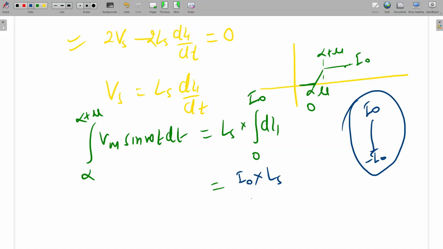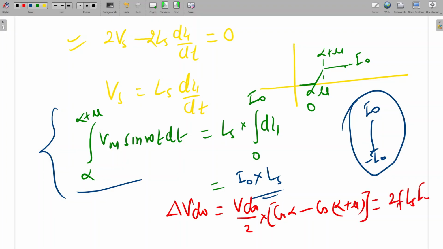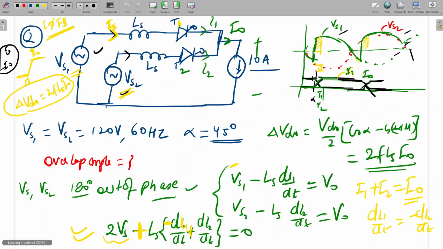Is it clear? The remaining thing will be the same as the previous one. So that's why delta Vd0 equals Vd0 upon 2 times cos alpha minus cos alpha plus mu, equal to 2f Ls I naught. Is it clear? Okay, now we can solve this question.